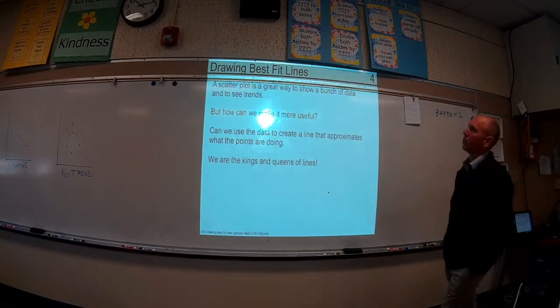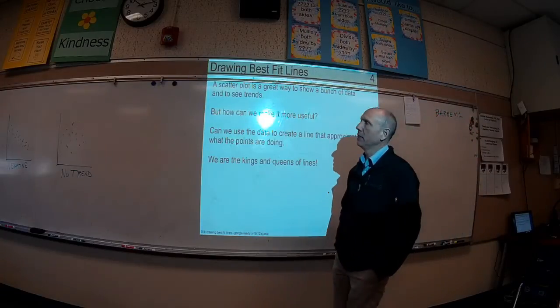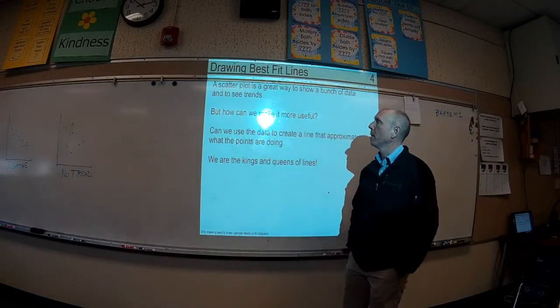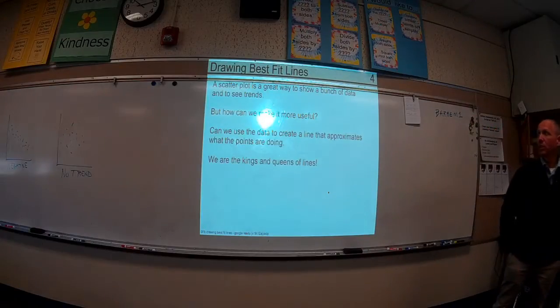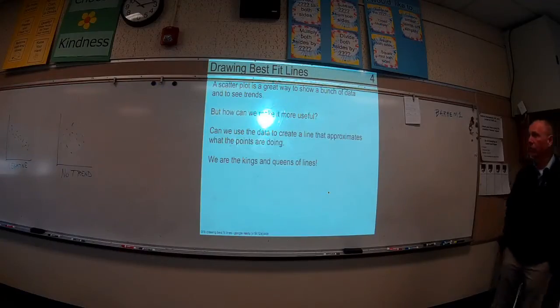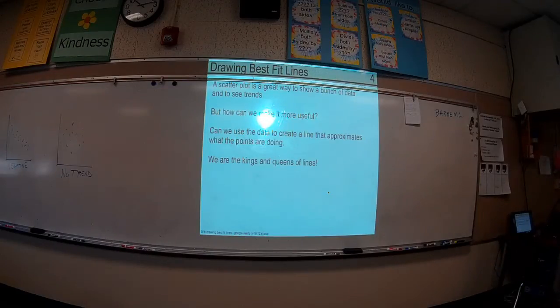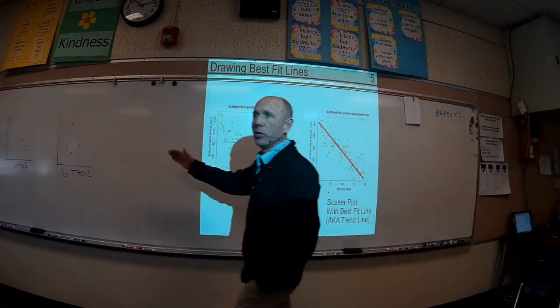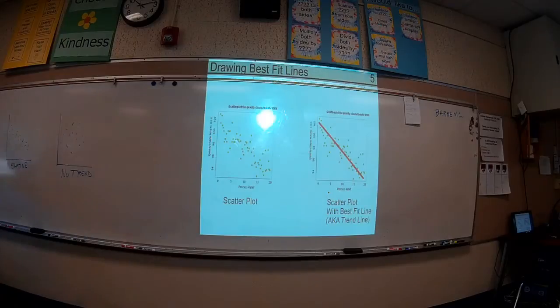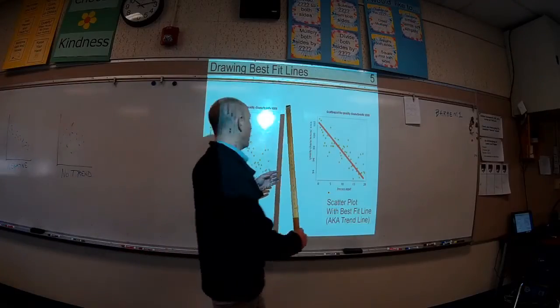A scatterplot is a great way to show a bunch of data and to see what's going on with the data. But how can we make it more useful? Correct answer is we can draw a best fit line or a trend line through the data. So here's the data. And what I would do is I would take a ruler and I would draw a line through it that kind of best fits the data.